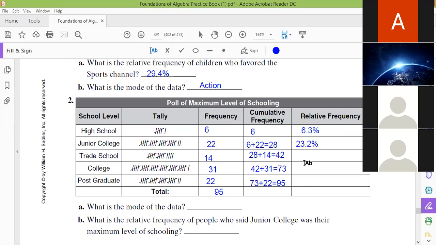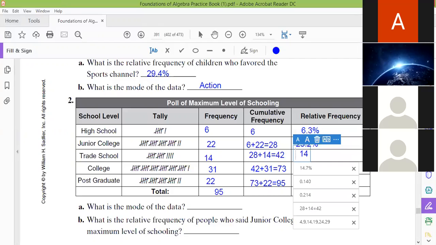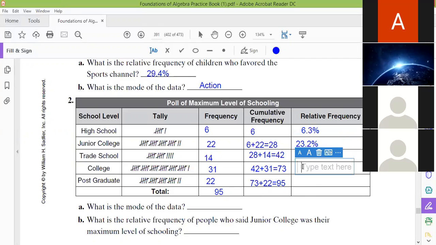14 over 95 times 100 is 14.7. Next. 42 over 95 is 32.6. Okay. 22 over 95 times 100. The answer will be 23.1.